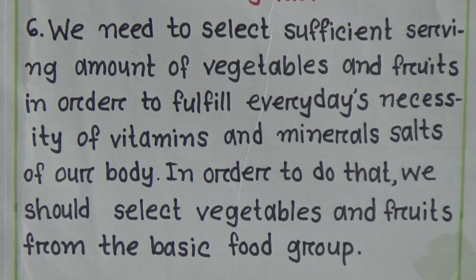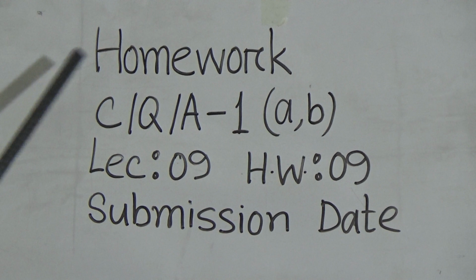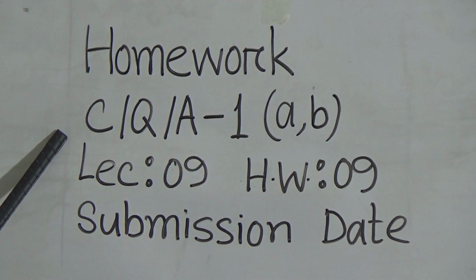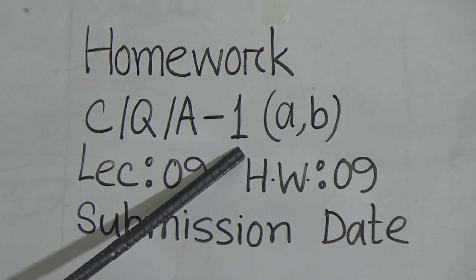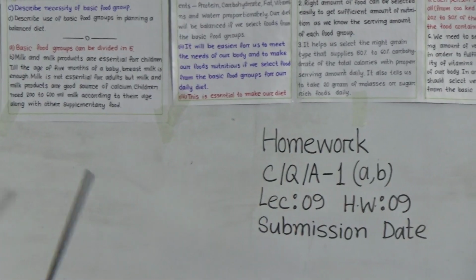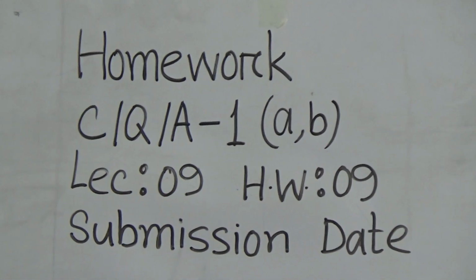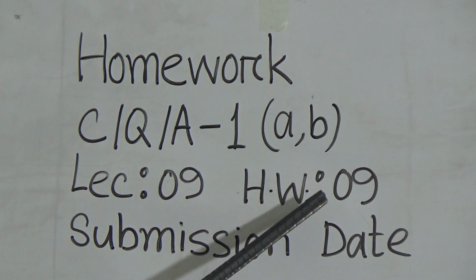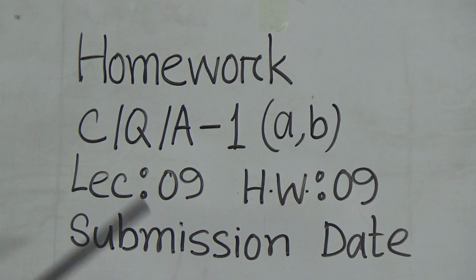Okay, now it's time to give your homework. Your homework will be creative question answer 1 AB. It means AB from creative question answer 1. So please do your homework and don't forget to write the lecture number and homework number with the submission date. Our lecture number is 9 and homework is also 9. And the submission date will be the date of Sunday, because on every Sunday you have to submit your SW copies.